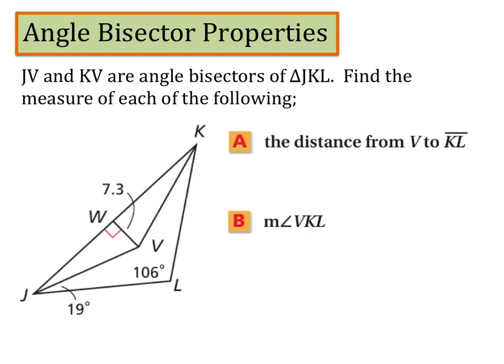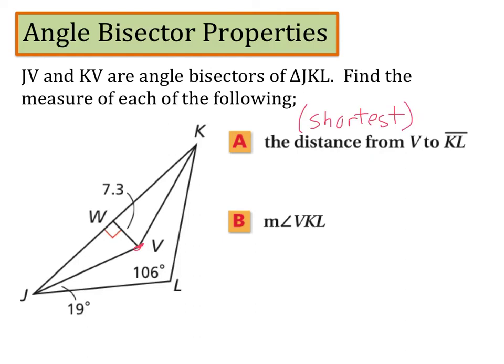Let's look at two angle bisector problems. JV and KV are angle bisectors of triangle JKL, and we want to find the measure of each of the following. The first thing we want to find is the distance from V to KL. So we want to find the distance from here to here. Now when they say distance, they're talking about the shortest distance.